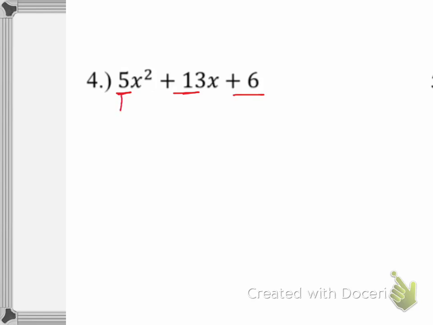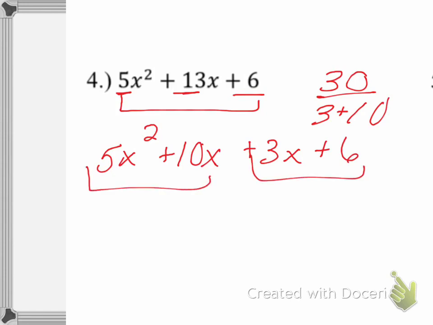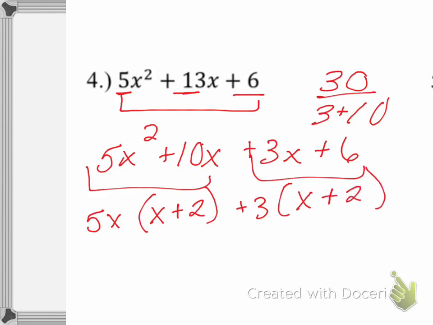So I can go ahead and just go 5 times 6, and I know that's 30. Factors of 30 that add up to 13 are 3 and 10. And so I'll do 5x squared. And now I'm going to pair the 10 with the x, and then the 3 with the 6. I think that just makes the most sense, right? Group and factor. So GCF from the first group is 5x, leaving me with x plus 2. GCF from the second is 3, leaving me again with x plus 2. So I know I've done it right. Final answer is 5x plus 3 and x plus 2.